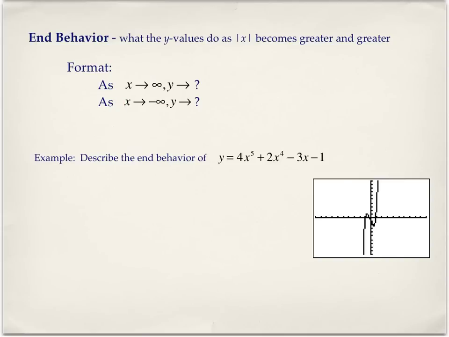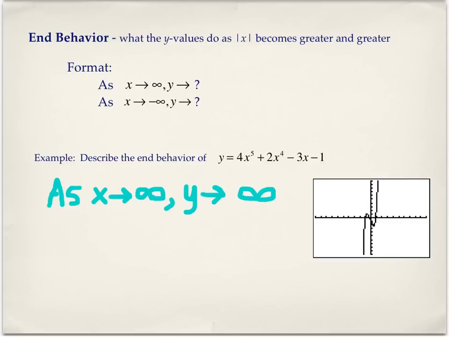Alright, so let's look at a particular example here. I've graphed this on the graphing calculator. Kind of an ugly looking function, 4x to the 5th plus 2x to the 4th minus 3x minus 1. So we want to describe the end behavior. Remember there's two parts. First of all, as x approaches infinity, what are the y values doing when x gets really, really big? Well, you can see this graph just shoots up higher and higher. You might be able to look at your table for some insight there. But we would say that y approaches positive infinity. Those y values are going to keep getting bigger and bigger.